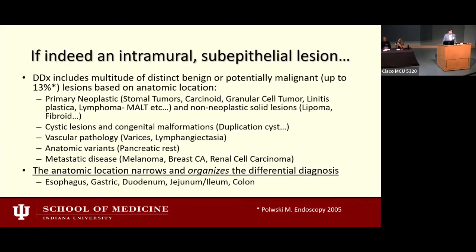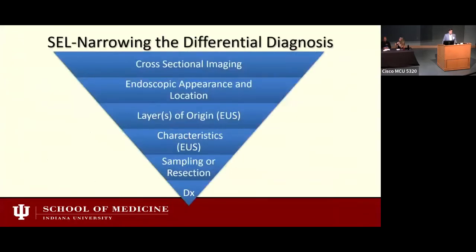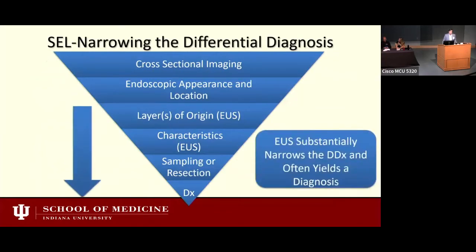But the thing that is very important, that can help you narrow the differential diagnosis quite quickly, is the anatomic location of the abnormality. So really, before you even perform an endoscopy in these patients, you want to review the cross-sectional imaging. If you can, you want to look at those endoscopic images, if they're available within your EMR, to look at the morphology of the lesion. Think about the layer of origin, and already you've taken a broad differential diagnosis of greater than 15 abnormalities and narrowed it down to 3 or 4. And then the next step is EUS for many of these abnormalities.